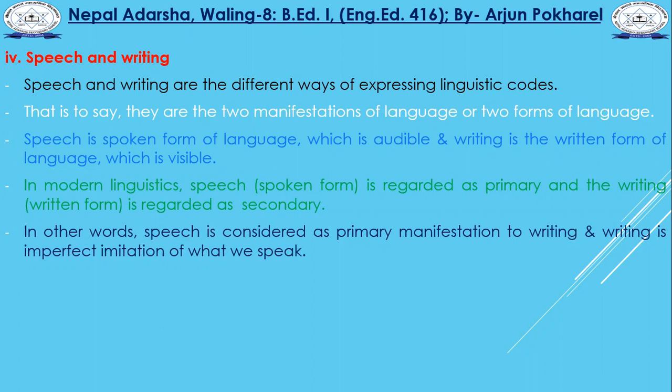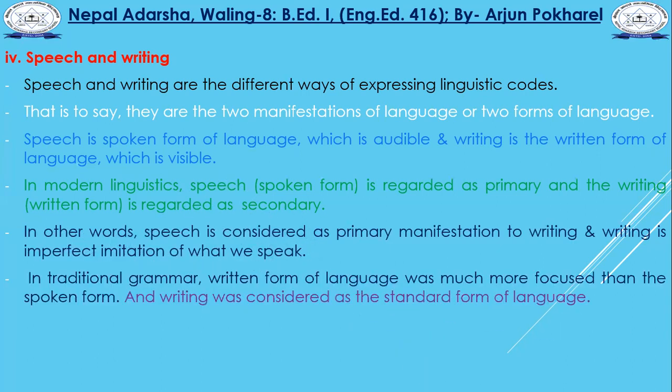For example, in Nepali, we say "ako", "gako", but when we write, actually, "aeko", "gaeko". This is known as imperfect imitation of what we speak. We may speak in one way, but we may write the same thing in a different way. That's why speech is considered the primary manifestation, and writing is known as the imperfect imitation of what we speak. In this way, we have the concept of speech and writing.